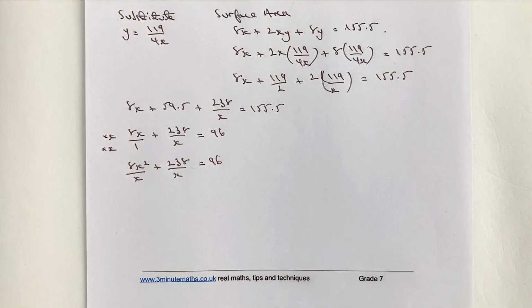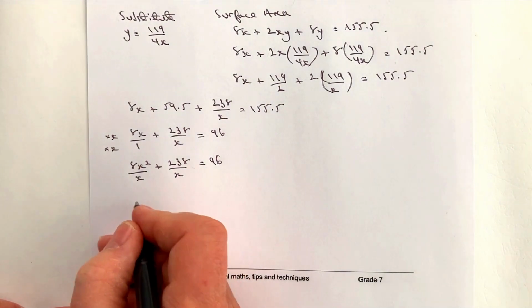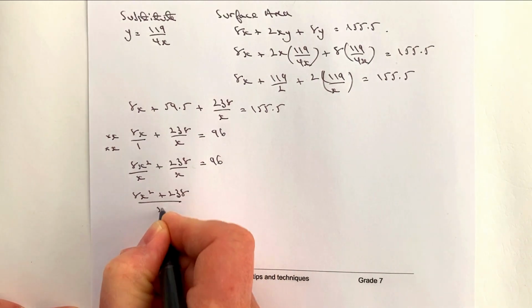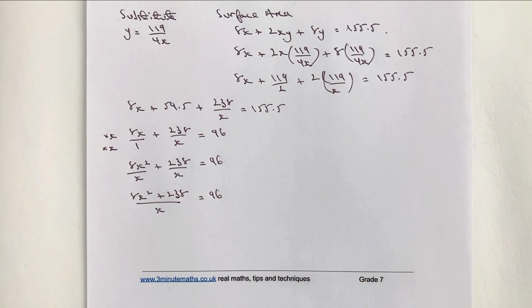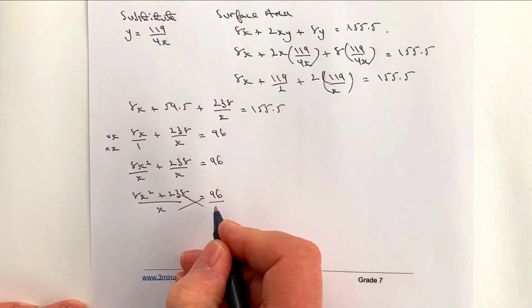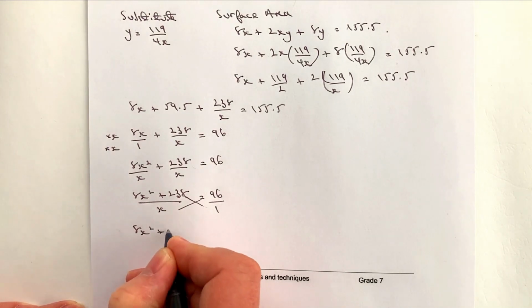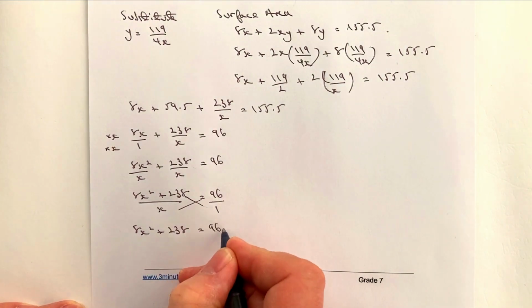Okay, things are starting to take shape a little bit now, because now I can pull this together and then cross multiply. So I'm going to get 8x squared plus 238 over x, and that equals 96. Now remember that 96, as I wrote it before, is 96 over 1. So it allows me to cross multiply. 1 times this is going to be 8x squared plus 238. And x times this is going to be 96x.